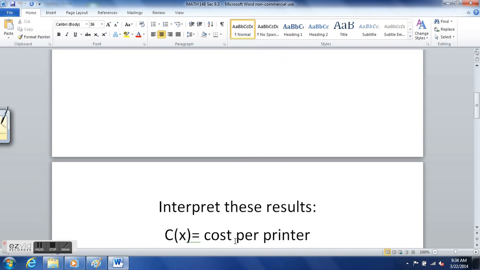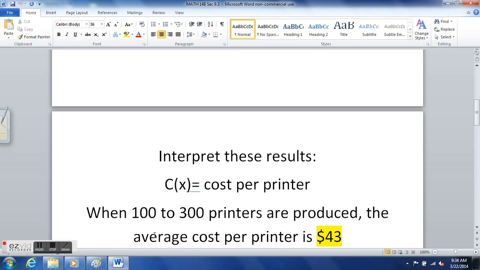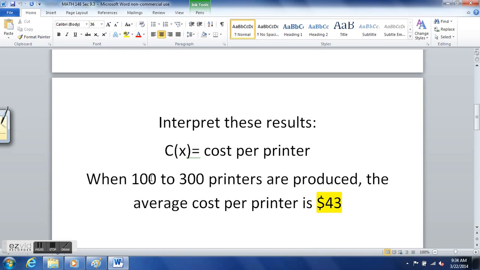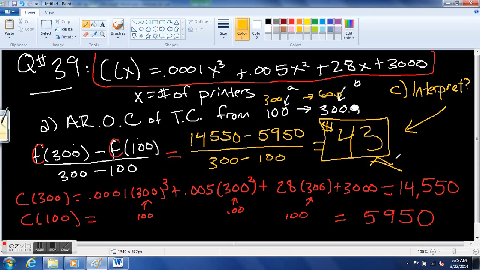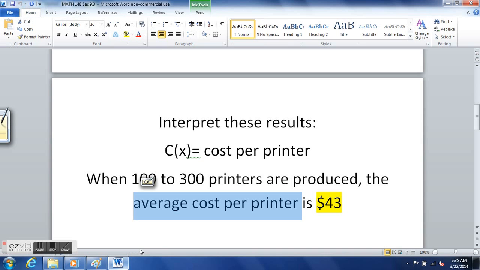So remember that C of x is the cost, and here's an interpretation sentence for you. When 100 to 300 printers are produced, the average cost per printer is $43. So when you're in this range, 100 to 300, the average cost per printer is $43. The average rate of change, and change is cost, so the average cost per printer is $43. So you should be able to come up with a sentence like this on a test if you have to interpret the average rate of change. Okay, next up, definitions of derivatives.